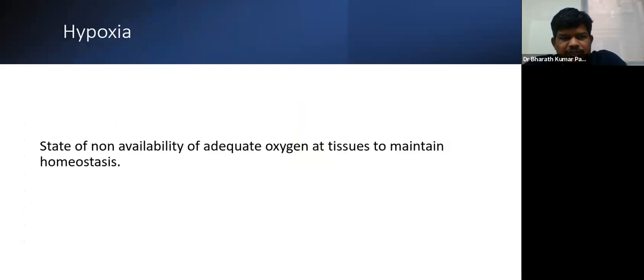Coming to the definition of hypoxia. Hypoxia is a state of non-availability of adequate oxygen at the tissues to maintain homeostasis.